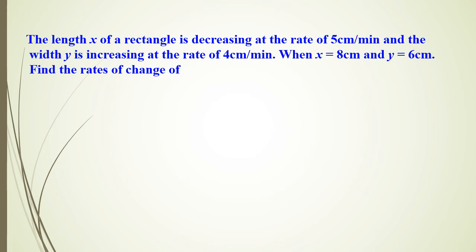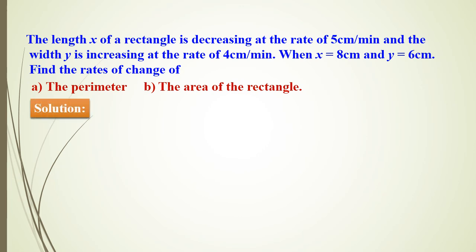And width y is also increasing. When y is increasing with respect to time, it can be written as dy by dt equal to 4 centimeter per minute. The length and width of the rectangle are clearly given in the question, x equal to 8 centimeter, y equal to 6 centimeter. Then find the rate of change of a, the perimeter of the rectangle, and b, the area of the rectangle. This question is so simple.